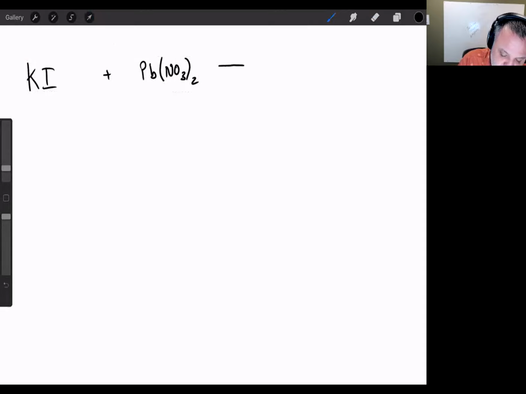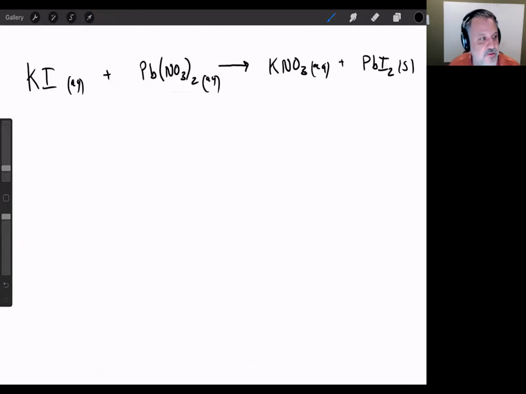What are the states? Potassium is group 1, so it's always soluble. Nitrate is always soluble. The partners are going to swap. Potassium nitrate, KNO3, still soluble. Lead 2 iodide is PbI2. Iodine is generally soluble, but one of the exceptions is lead 2. So it's going to be a solid.